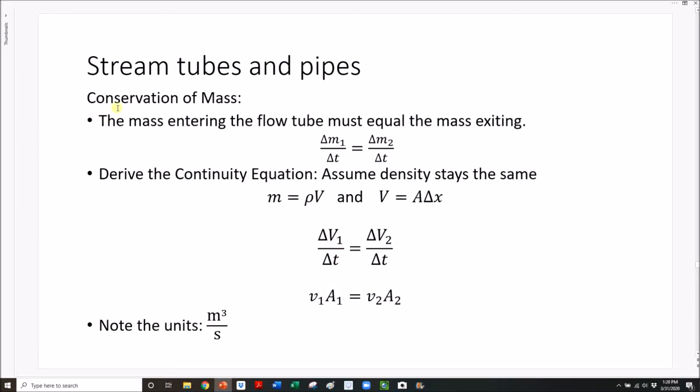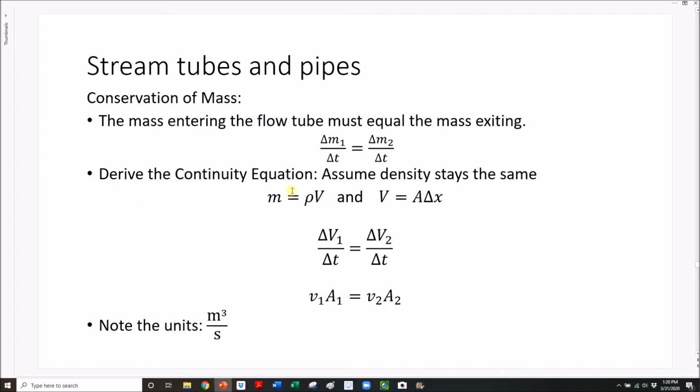All right, so stream tubes are like pipes, just like a pipe that's holding water or a hose, garden hose. In these tubes, we have conservation of mass. The mass that enters the tube must be equal to the mass exiting the tube. So the mass flow rate, mass that goes in over time, has to equal the mass that comes out over time. That's critical. It's conservation of mass.